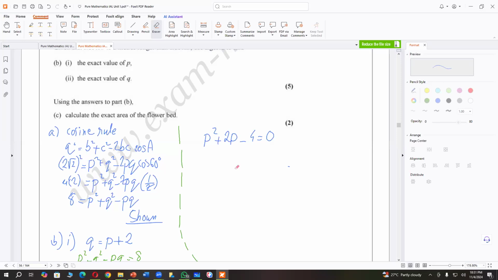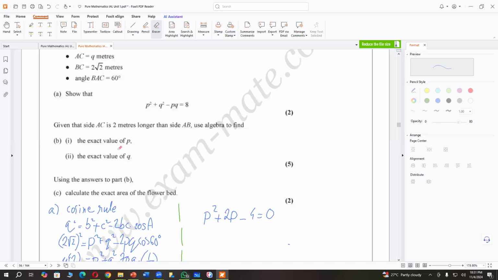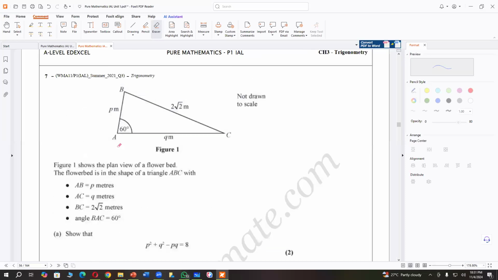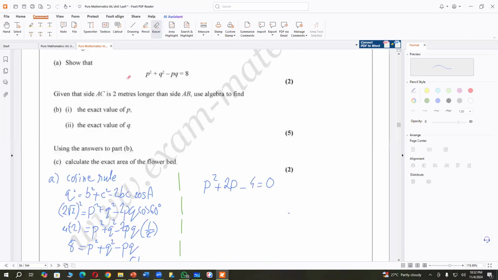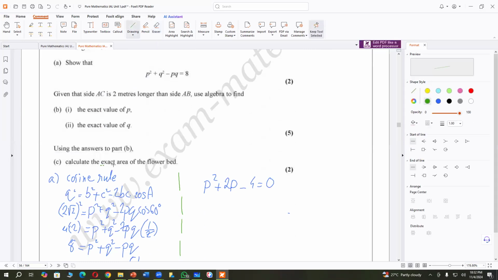Then he says, calculate the exact area of the flower bed. If we know the P, if we know the Q, how would we be able to find the area of the triangle? Look at the last part of the question, part C. Calculate the exact area.